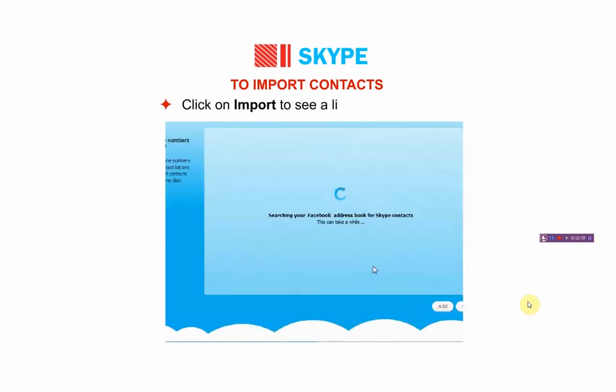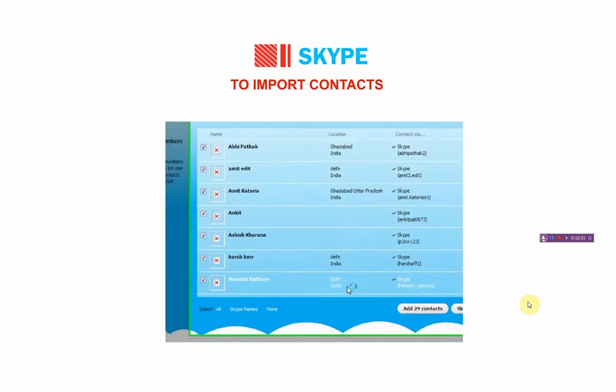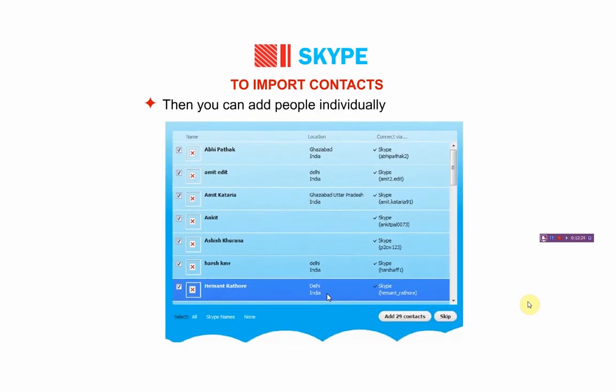Click on Import to see a list of search results. Then you can add people individually or all at once.